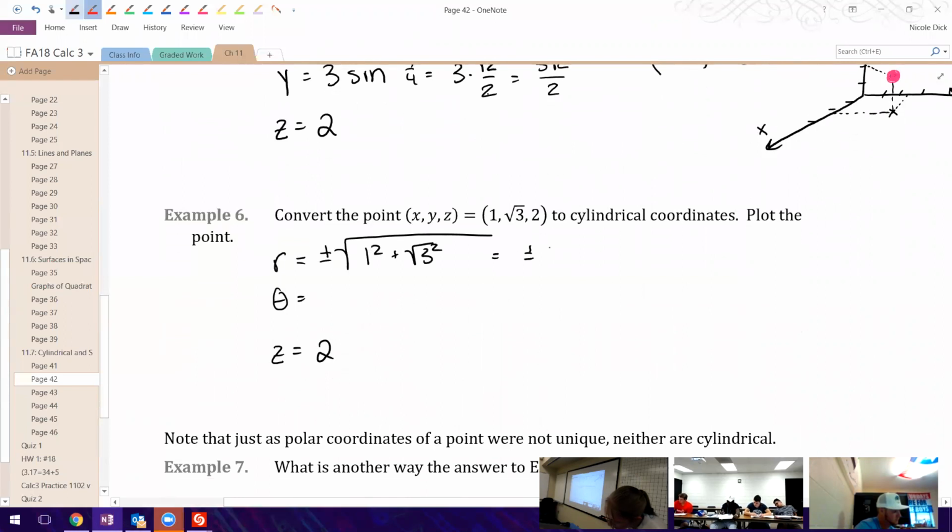So what does that give us? 1 plus 3, square root of 4, so plus or minus 2. Is positive 2 correct or negative 2 correct? Or is one wrong? Either one is okay, depending on the angle we pick to go with it.